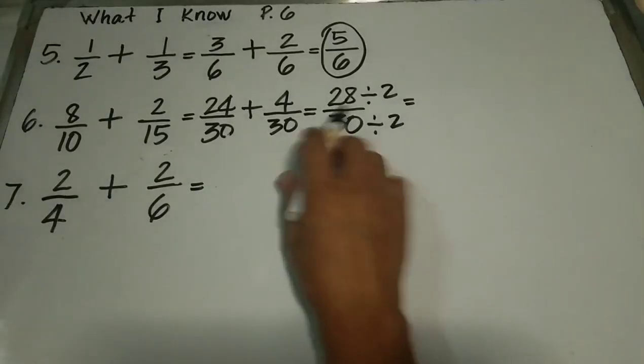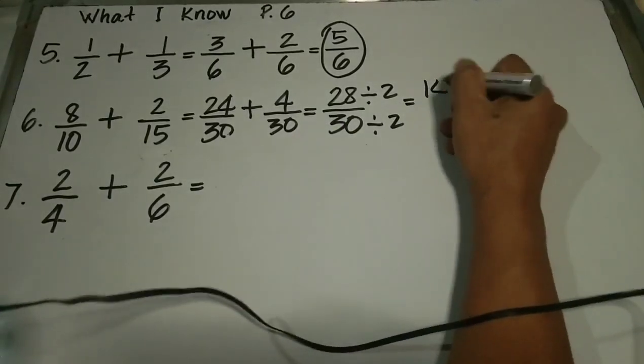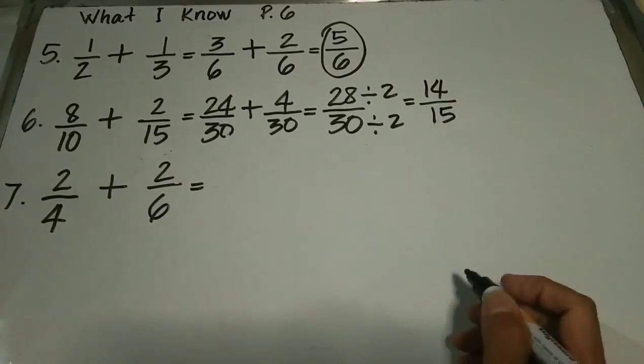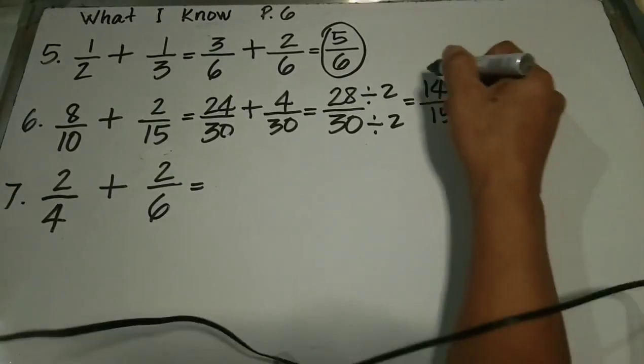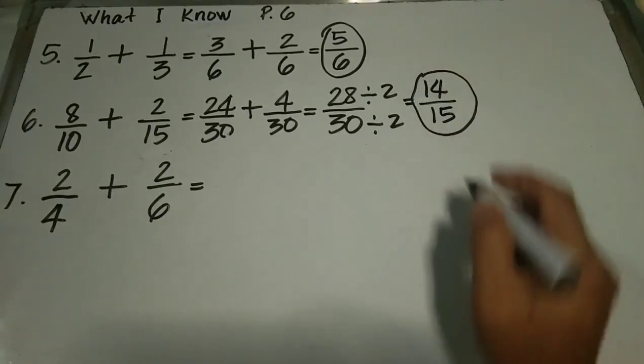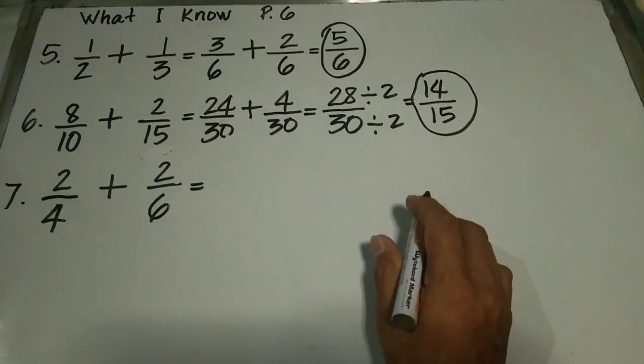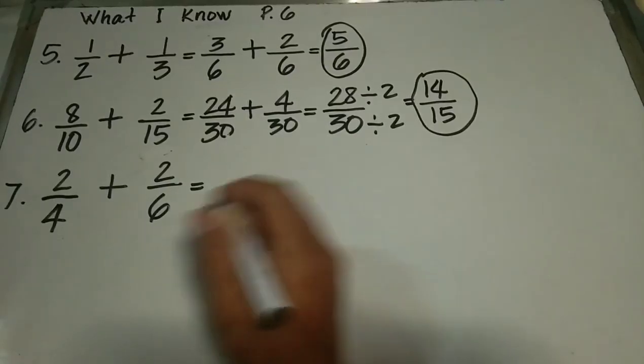We have 28 divided by 2, we have 14. 30 divided by 2, we have 15. So this fraction is now in the lowest term. There is no other number. There is no more common factor for 14 and 15.